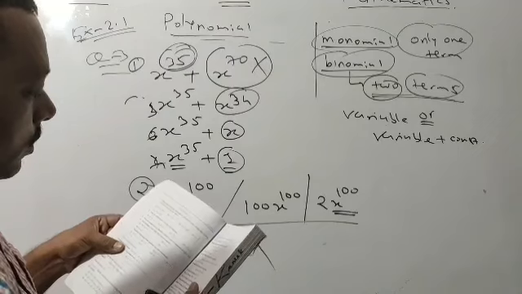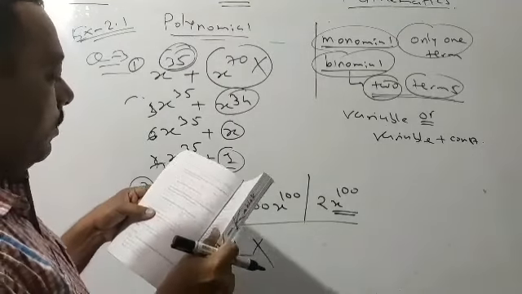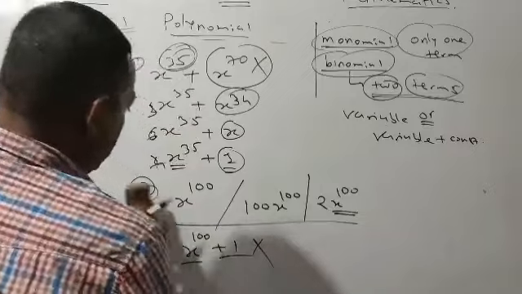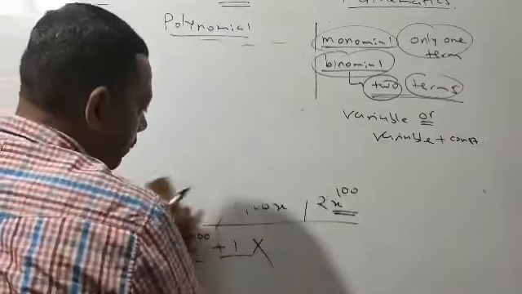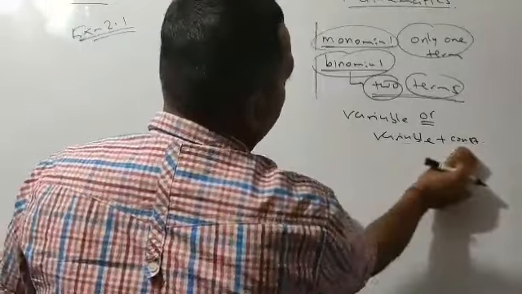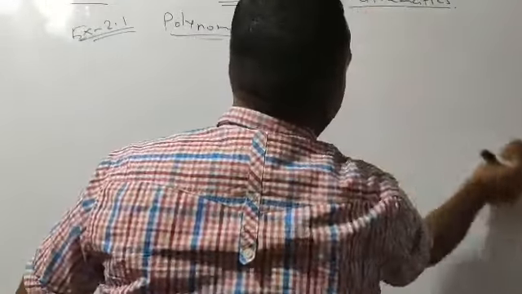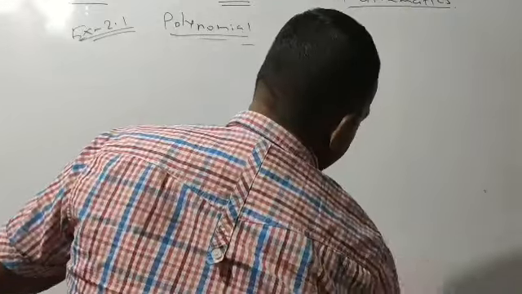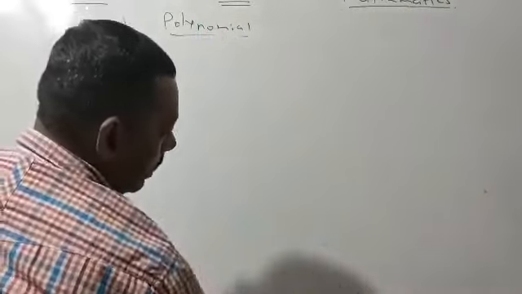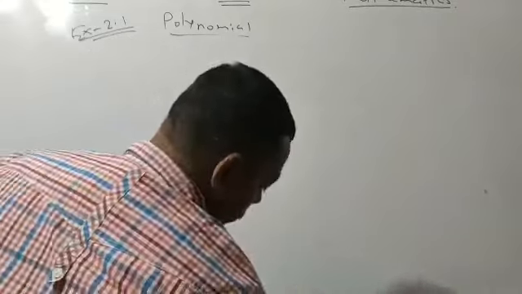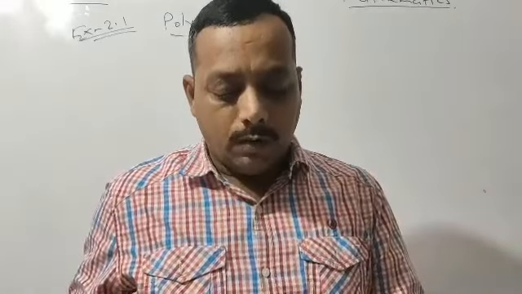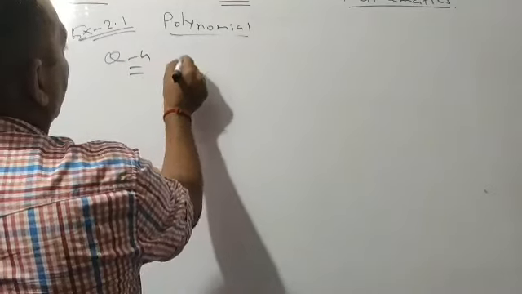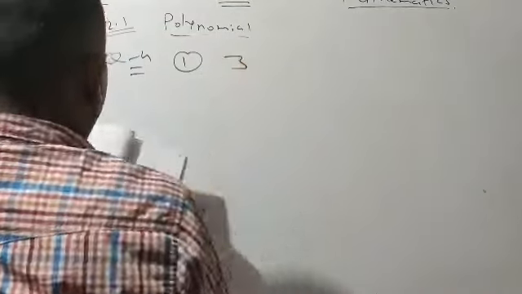Now, the fourth question: write the degree of each of the following polynomials. I will discuss this question orally. I will not solve this question on the board because you know very well what is meant by degree. Degree means the highest power of the polynomial. As I said, every time the highest degree is not the first one, it may be in the middle also. Now we will discuss the first question of main question 4. The highest power is x cube. So we can say that in question number 4, the first one's power is 3.